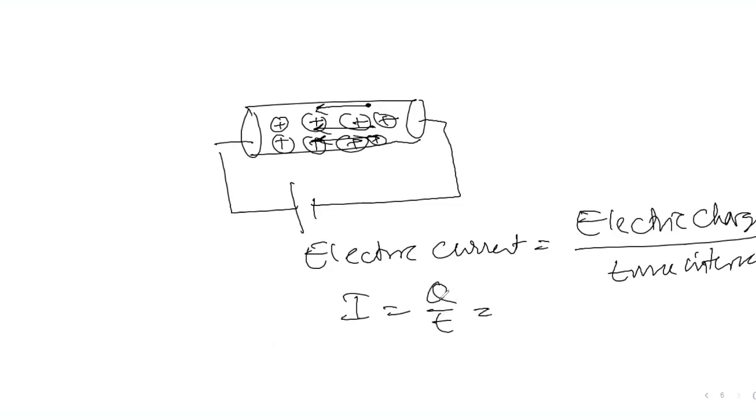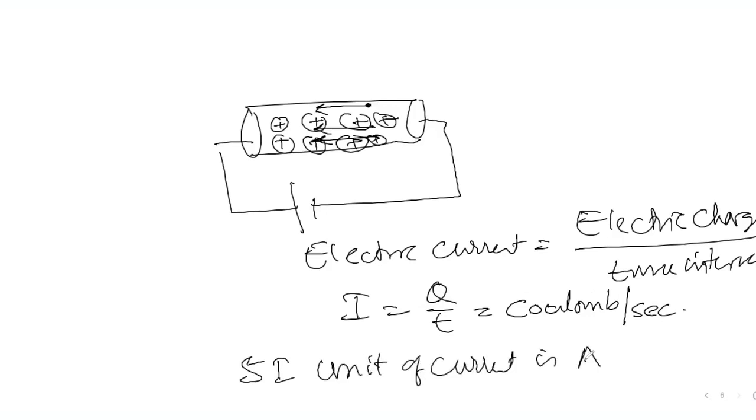We know that the unit for charge is coulomb and the unit for time is second. Coulomb per second is the unit for current. The SI unit of current is ampere. 1 ampere is equal to 1 coulomb per second. That is, if 1 coulomb of charge passes through a conductor cross section in 1 second, then the current is 1 ampere.